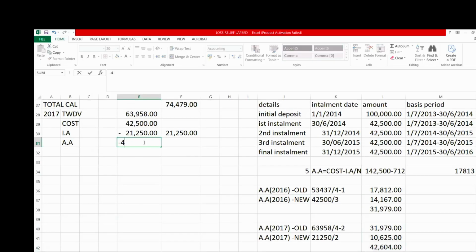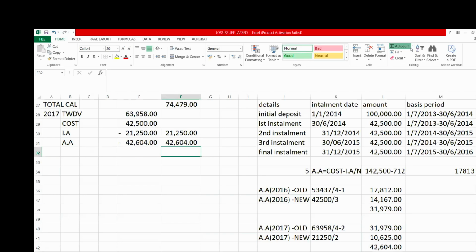So that annual allowance will be what? Minus 42,604. So this one will be 42,604. So after that is for that. So in 2018, you add up these two together to get what? The total. So this will give you total capital allowance.